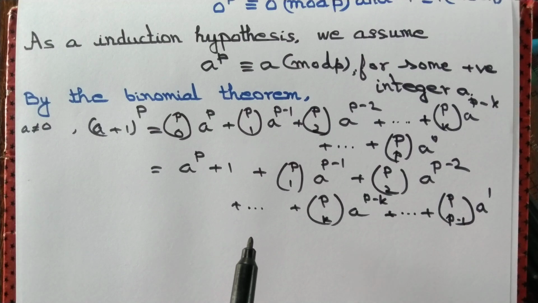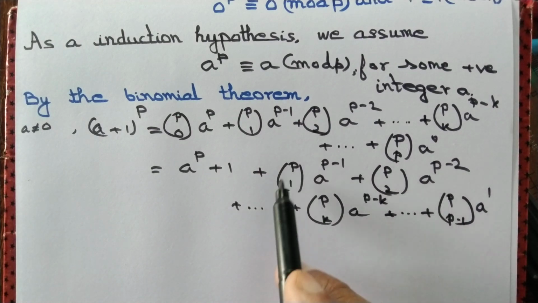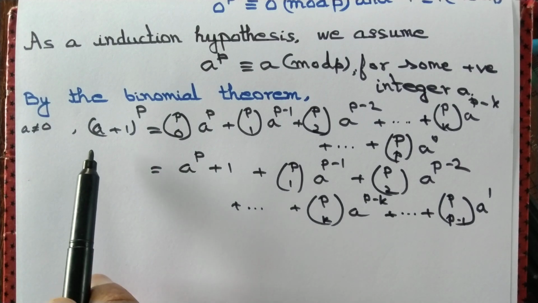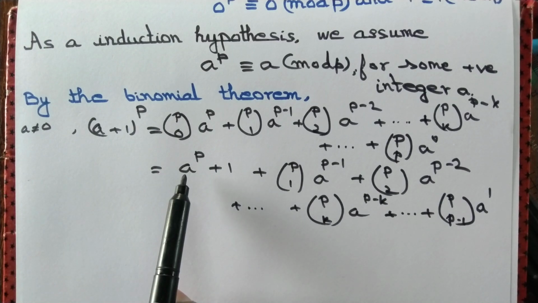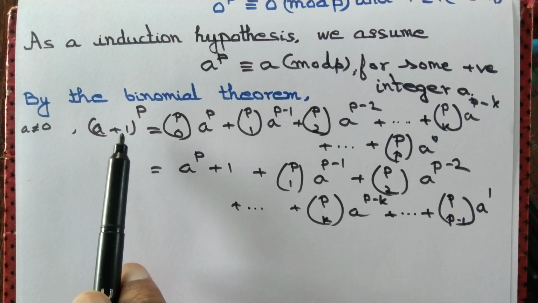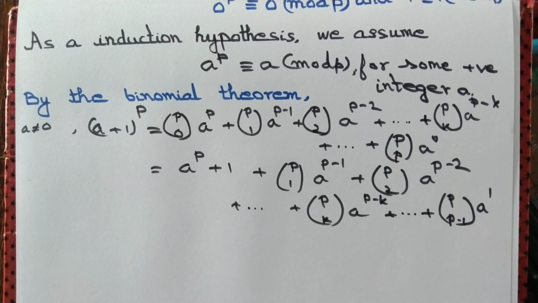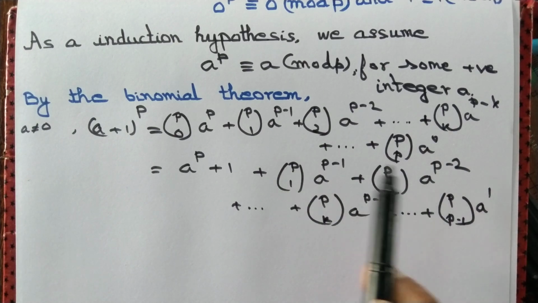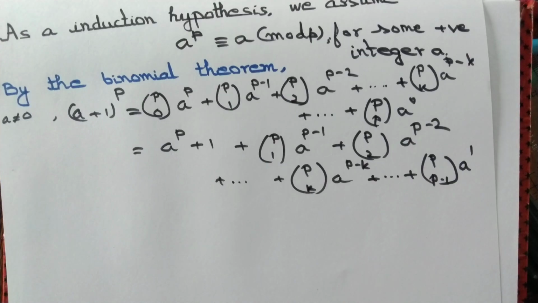Now what we want to say is that these are all divisible by p. Then only we can say that since a to the power p is congruent to a by our induction hypothesis, a plus 1 to the power p is congruent to a plus 1 mod p. So somehow we should be able to show that these are all divisible by p.